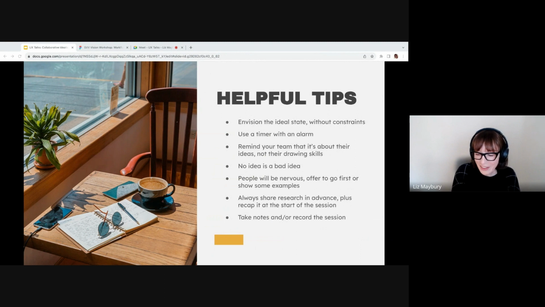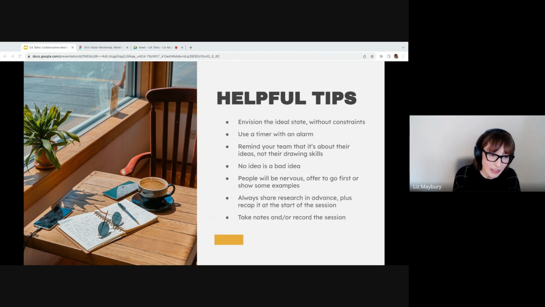No idea is a bad idea. What you think is a bad idea could inspire someone else, or they may have an idea to make it actually work. So always share everything you come up with. People are going to be nervous, so offer to go first if you're participating in the sketching, and always show some examples if you can.